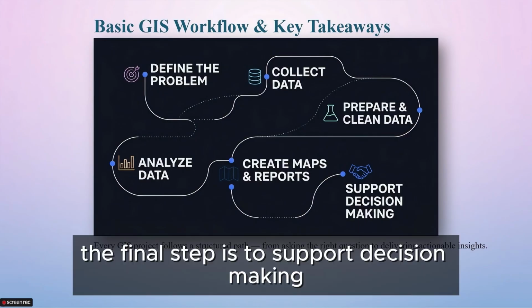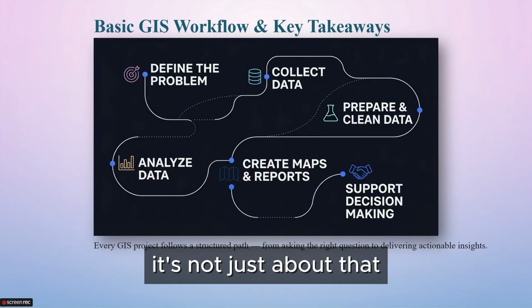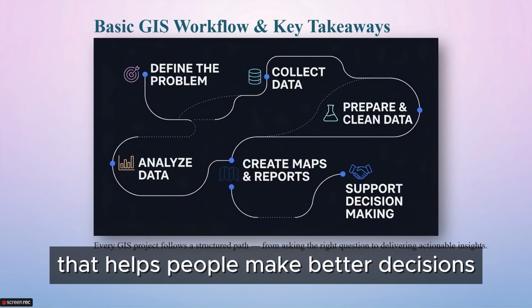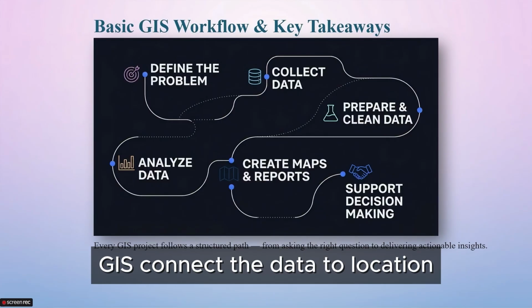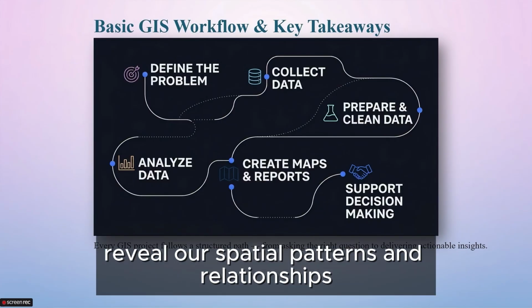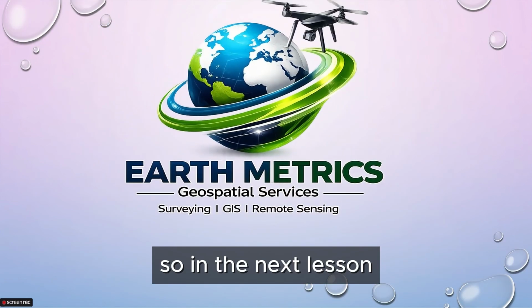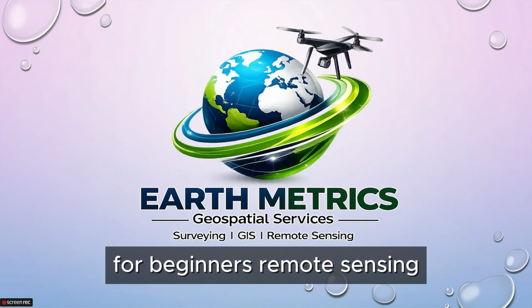The final step is to support decision making. The purpose of GIS is not just to create maps. It's not just about that, but to provide useful information that helps our people make better decisions. So, the key takeaway is this. GIS connects data to location, reveals spatial patterns and relationships, and supports evidence-based planning. In the next lesson, we'll look at one of the most important concepts for beginners, remote sensing.